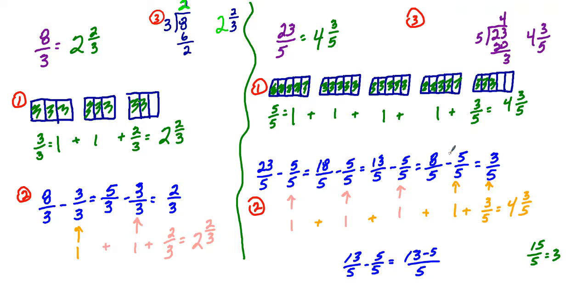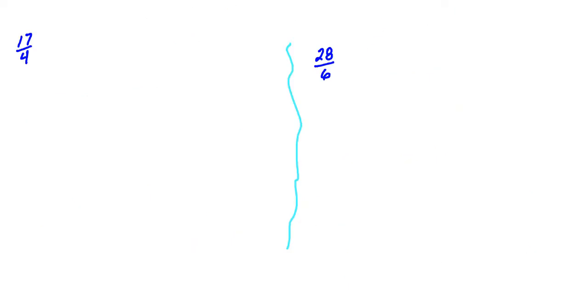All right. I've got a couple more problems for you to try, and I'd like to see you using all the methods. I'm going to show you some problems, and I'd like you to use all 3 methods to change the improper fractions into mixed numbers. Here are a couple of problems for you to try: 17 fourths and 28 sixths. Remember, you're using all 3 methods.